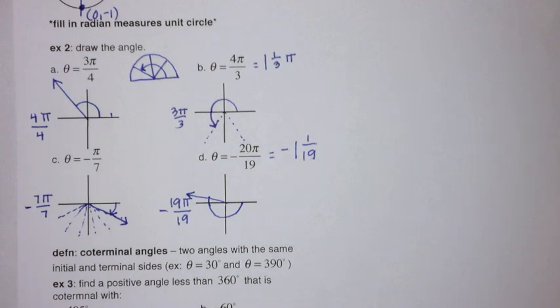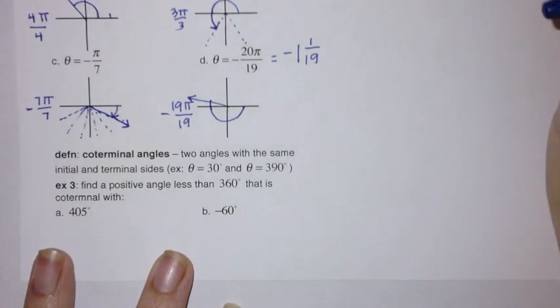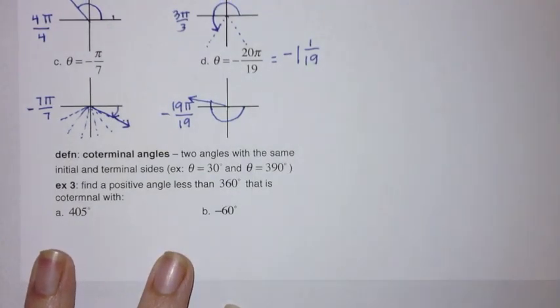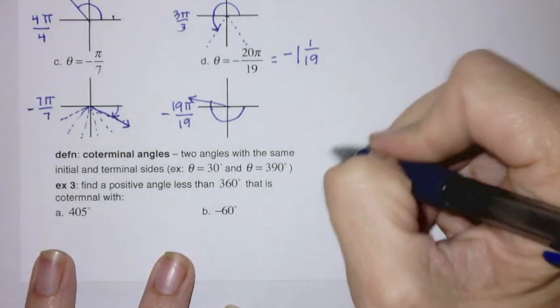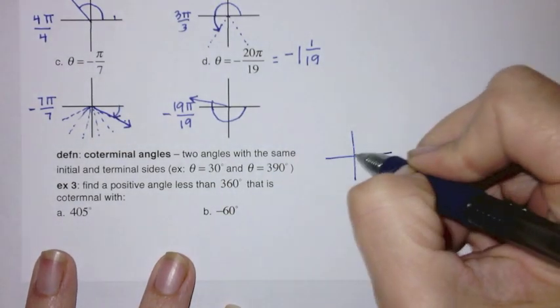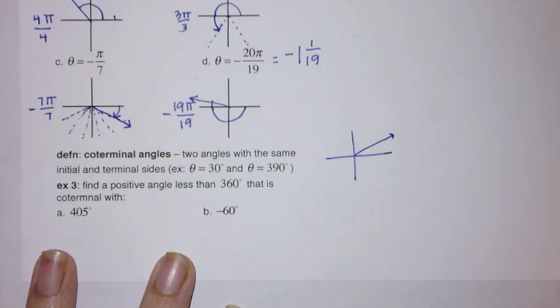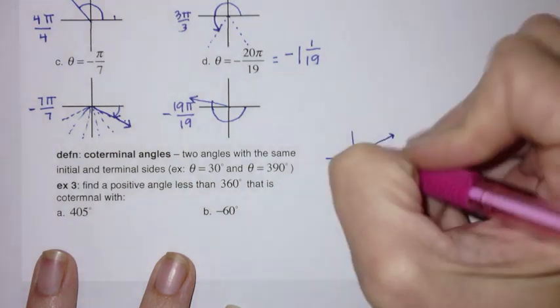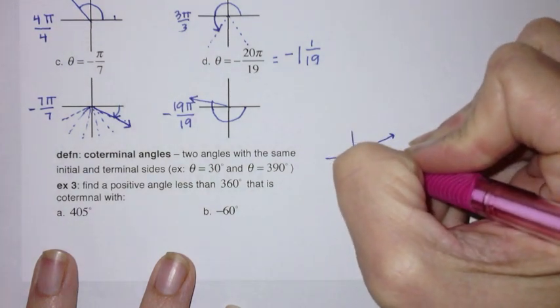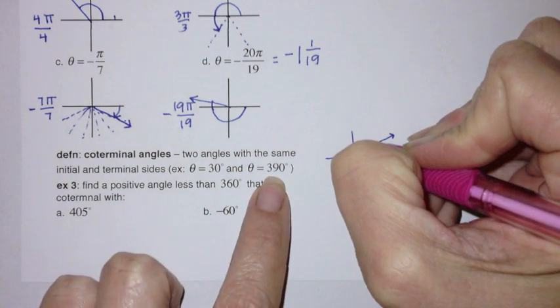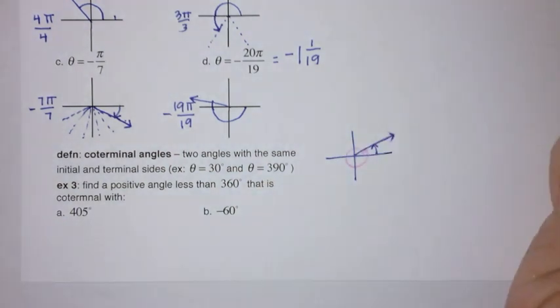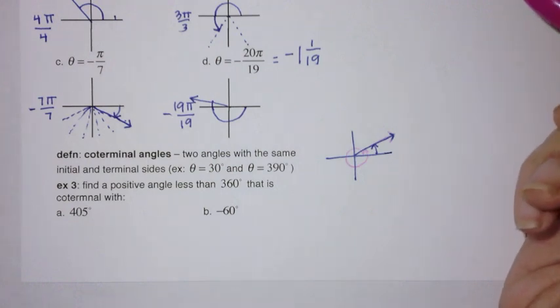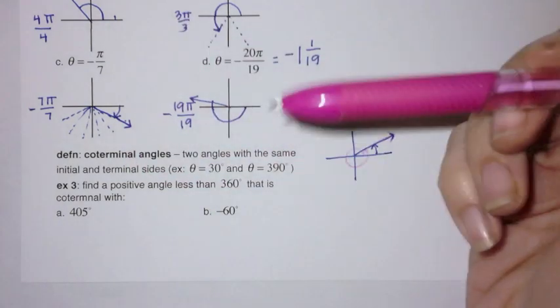Okay, coterminal angles. That's the next definition we have. Coterminal angles are two angles with the same initial and terminal sides. So right here I have my example of 30 degrees. 30 degrees, you'll get really good at graphing. That's a third of 90. There's 30 degrees. If I graph 390 degrees, I have to go all the way around 360 and then go 30 degrees past 360, which means it ends up on the exact same spot. So find a positive angle less than 360 that is coterminal, meaning that they end in the same spot.